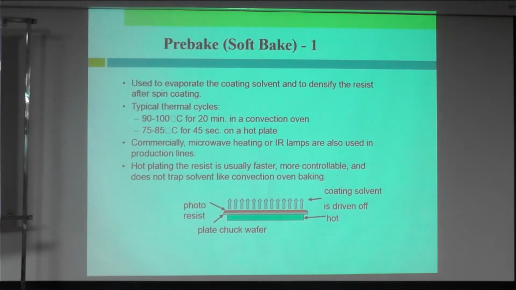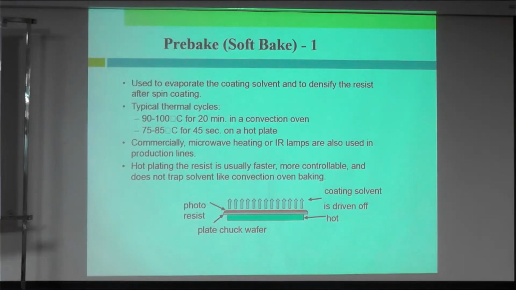So then we go into pre-bake, used to evaporate the coating solvent and to densify the resist after spin coating. Typical thermal cycles are 90 to 100 degrees Celsius for 20 minutes, for example, in a convection oven, and 75 to 85 degrees Celsius for 45 seconds on a hot plate. So the hot plate and the oven might provide you different quality of photoresist coating.